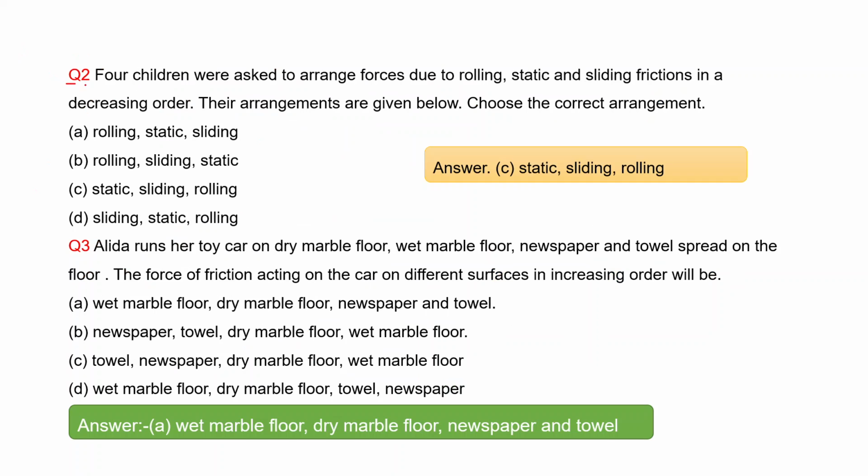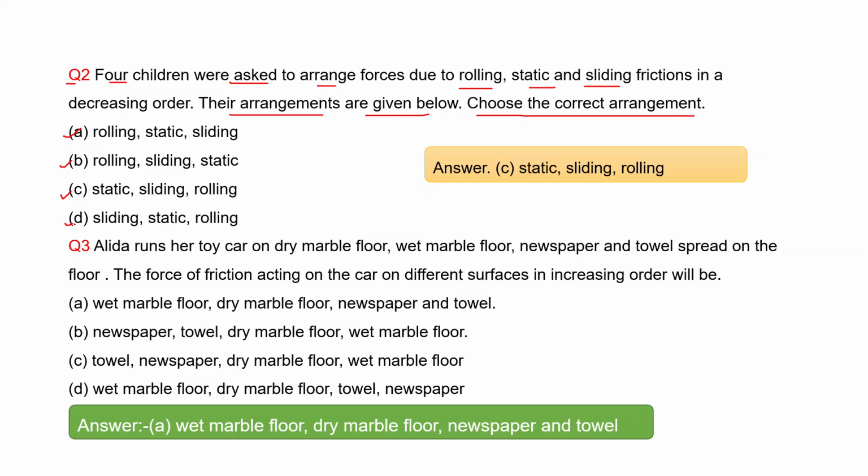Second question. Four children were asked to arrange forces due to rolling, static and sliding frictions in an increasing order. Their arrangements are given below. Choose the correct arrangement. First one is rolling, static, sliding. Second one is rolling, sliding, static. Third one is static, sliding, rolling. Fourth one is sliding, static, rolling. Now, what is the correct answer?